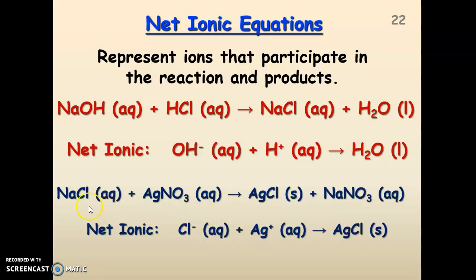Now, the other one here, when you form a precipitate, you show the ions that form the precipitate. Again, the sodium and the nitrate ions were in the solution before the reaction and after the reaction, so nothing changed with them. The only thing that changed was the silver chloride precipitated out. It started out as ions. Now it's a solid, no ions.